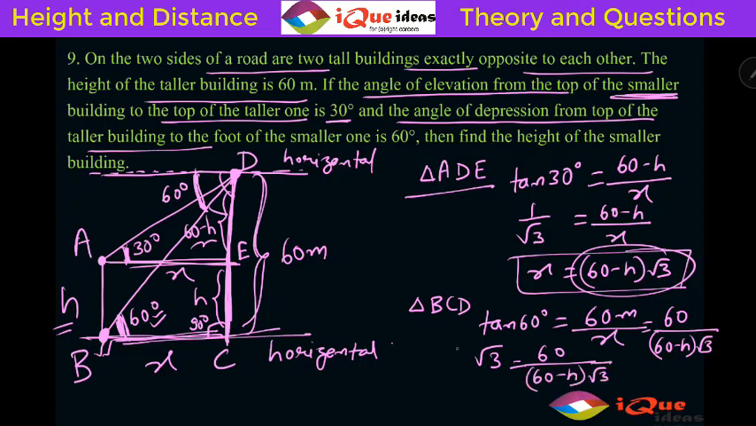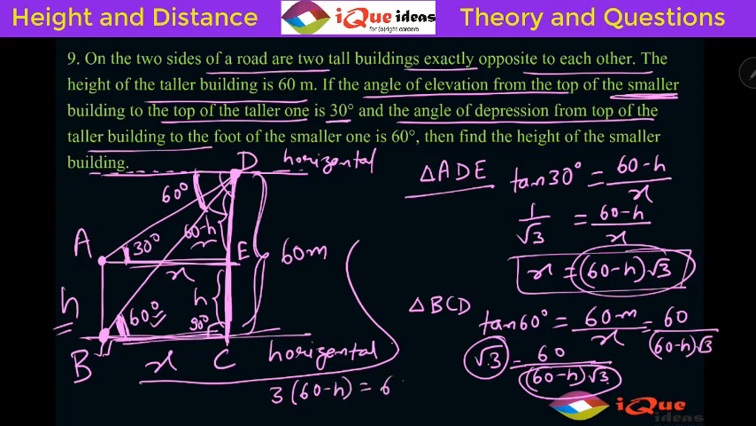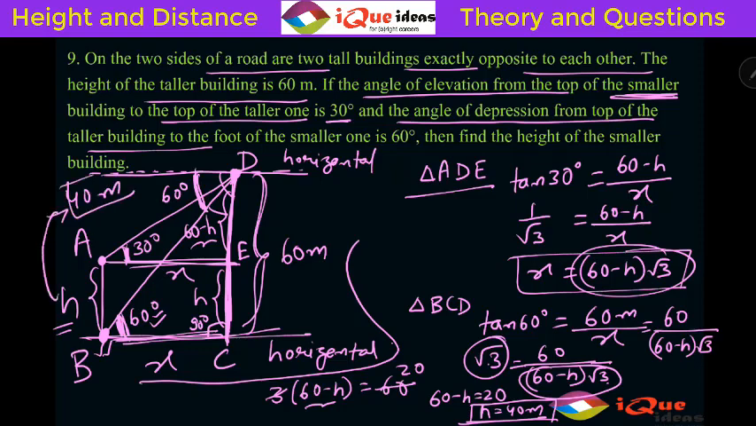Alright, now let's do one thing. Let's cross multiply. So this root 3 into this 60 minus h root 3 will become, root 3 into root 3 will become 3. So this can be taken as root 3 into root 3 is 3 into 60 minus h is equal to 60. So 3 cancels 60 20 times. So we have 60 minus h equal to 20. So this tells us very clearly that h is equal to 60 minus 20, that is 40 meter. Okay. So the height of the smaller tower is 40 meter. This is what we have here in this question, and that is the answer of this question.